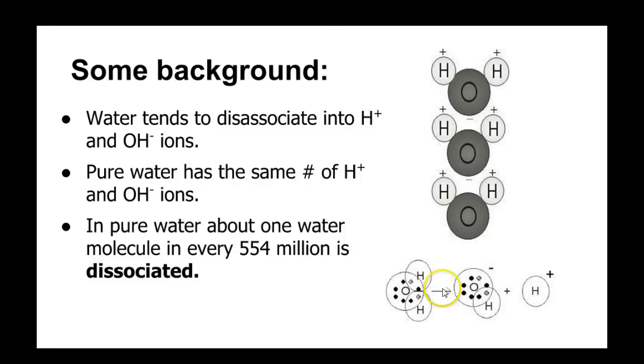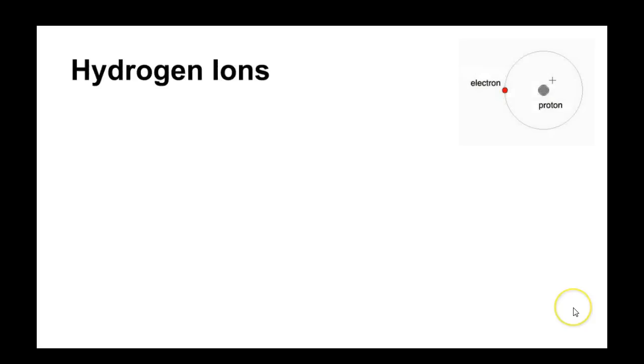And this is kind of a picture of what a dissociated water molecule looks like. Here's the normal water molecule. Here's one that's broken apart into a hydrogen ion and a hydroxide ion. First, let's talk a little bit about the hydrogen ion. Remember, hydrogen looks like this over here. It's got a proton and an electron and no neutron.